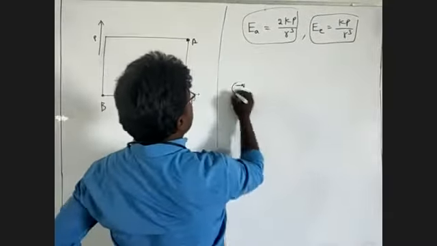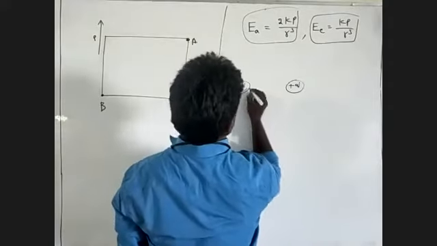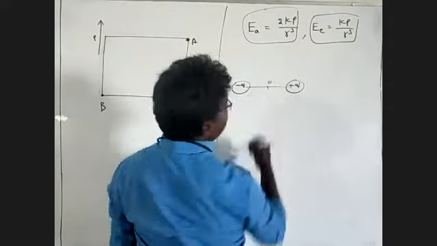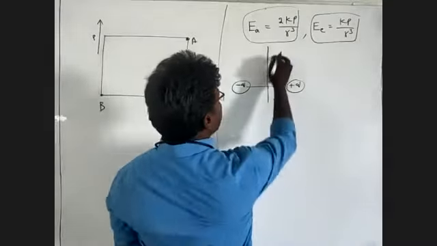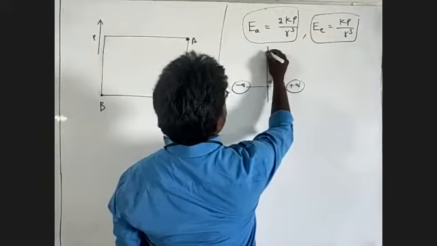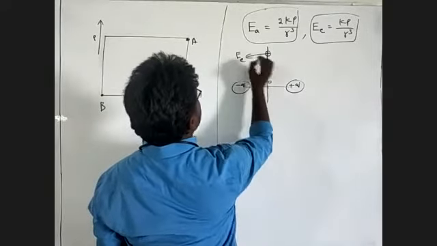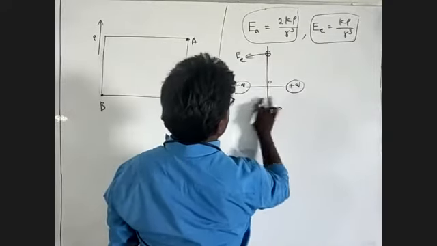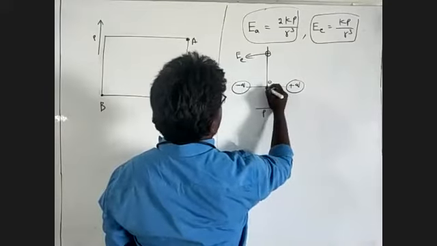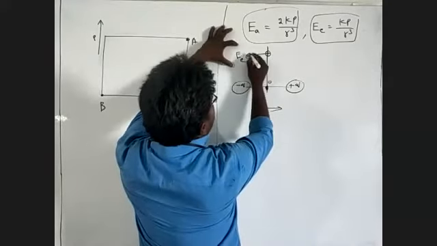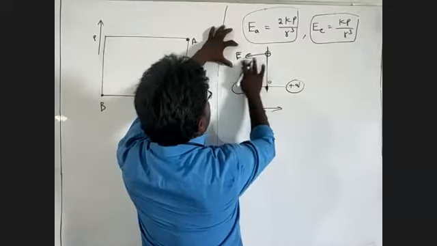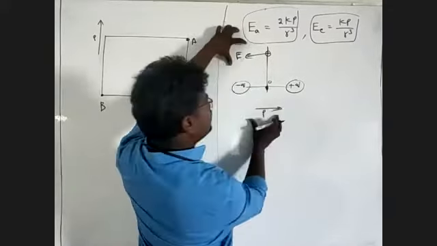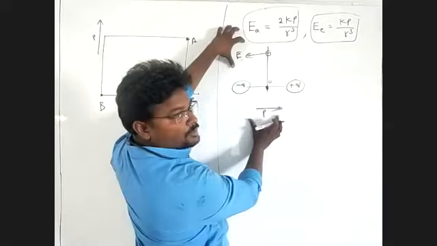Now we'll see at this point. This is minus q, this is plus q, and this is the center of the dipole. This is a straight line because this is the equatorial line. This is the direction of the dipole. E resultant and the dipole direction are in opposite directions.